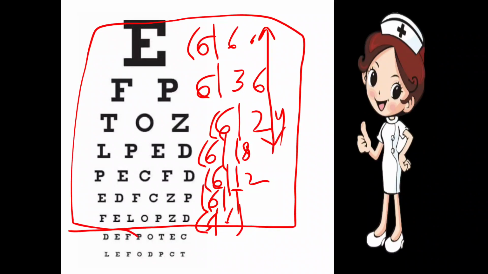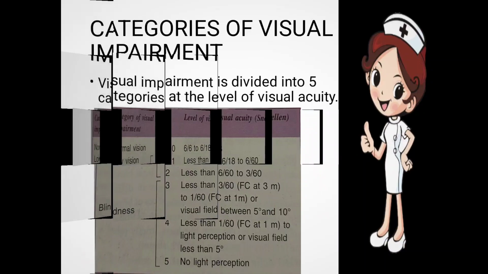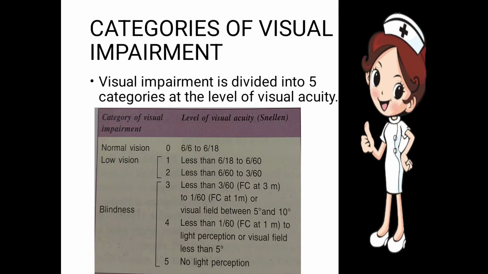This one is the low vision category part 1. Next, low vision category part 2 is 6/60 to 3/60. 3/60 is finger counting at a distance of 3 meters. Third category is less than 3/60, which is finger counting at a distance of 3 meters to finger counting at a distance of 1 meter. We ask the patient to count the fingers and change the distance to 1 meter, 2 meters, 3 meters. So this is category number 1, 2 as well as 3. In case of 3, the person moves into blindness.